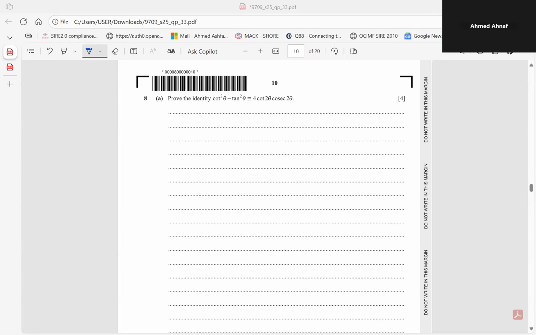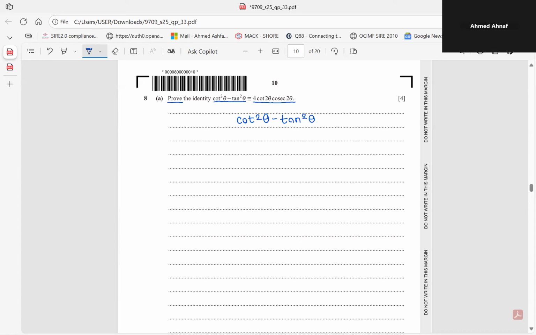Okay, so now we're supposed to prove the identity cotangent squared theta minus tangent squared theta is equal to 4 cotangent 2 theta plus cosecant 2 theta. All right, so in order to prove this identity, you have to choose the more complicated side. So I can see that the right side is more complicated, so we'll start from there. So let's write that down.